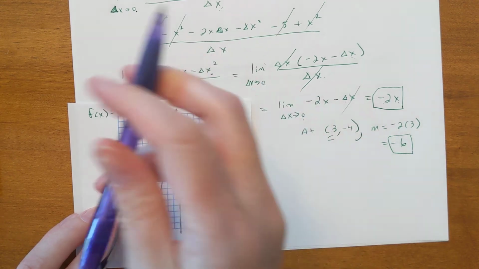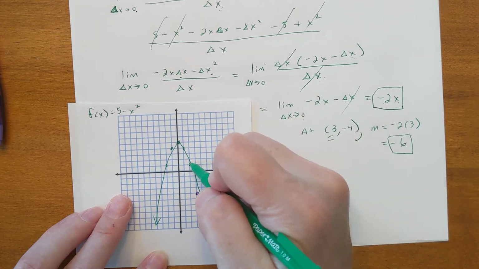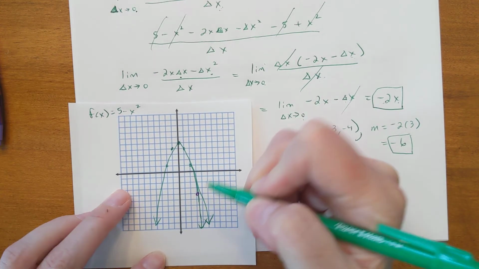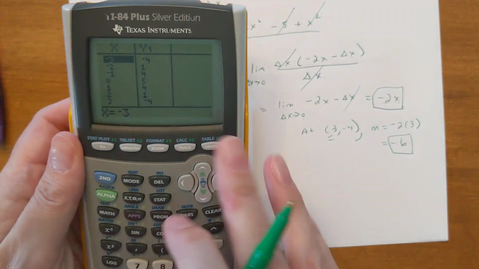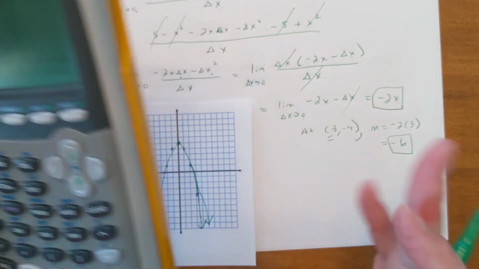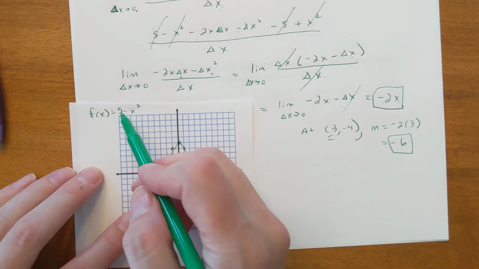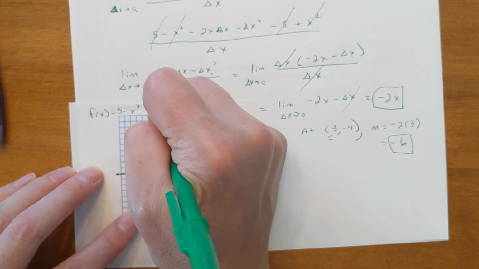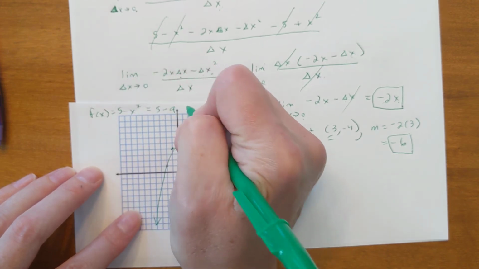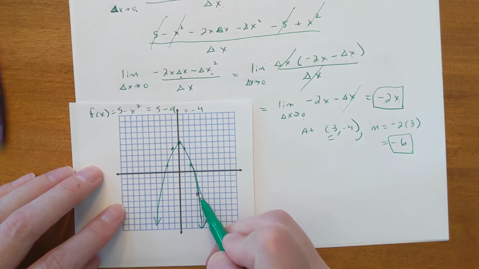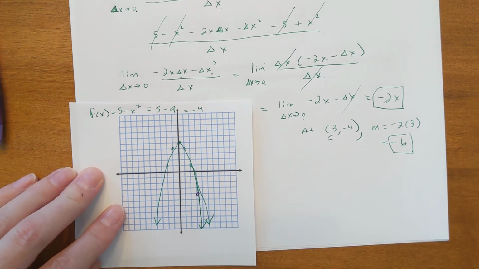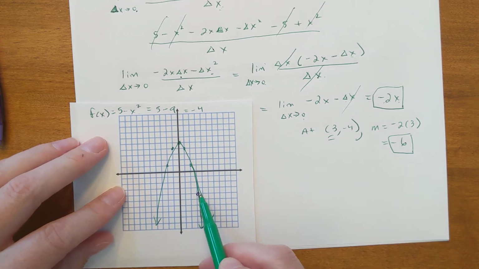Oh, I should have done a better job drawing. Because that point's on the curve. See right there? 3, negative 4. It's a point on the curve. So if you plugged in the number 3 on this, you'd have 5 minus 3 squared, or 5 minus 9, negative 4. So anyway, it's right there. So we want to know the tangent line to that point right there.